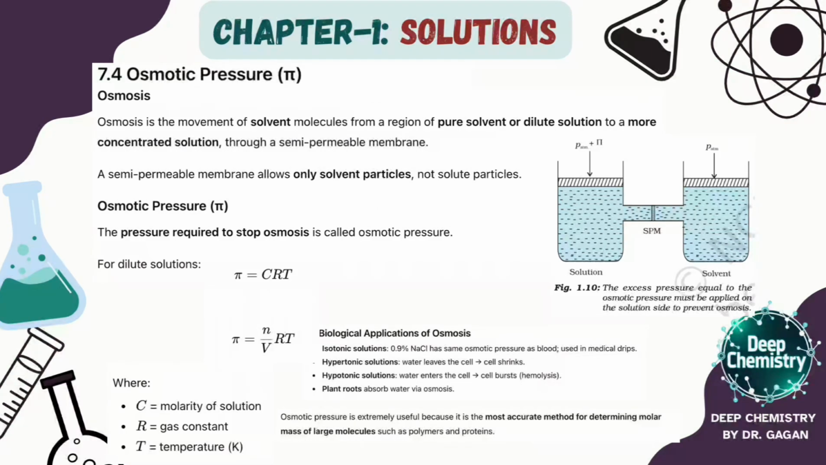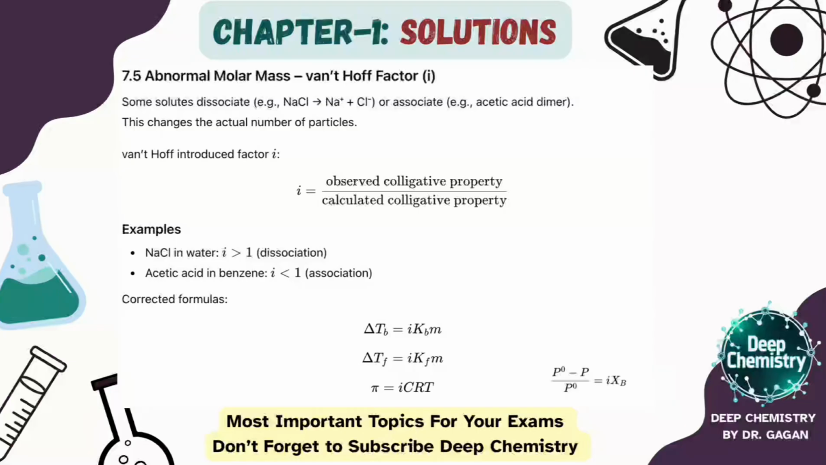Osmotic pressure is extremely useful because it is the most accurate method for determining the molar mass of large molecules such as polymers or proteins. Next is abnormal molar mass, which is the Van 't Hoff factor i. Some solutes dissociate, for example NaCl, and some associate, for example acetic acid dimer. This changes the actual number of particles.